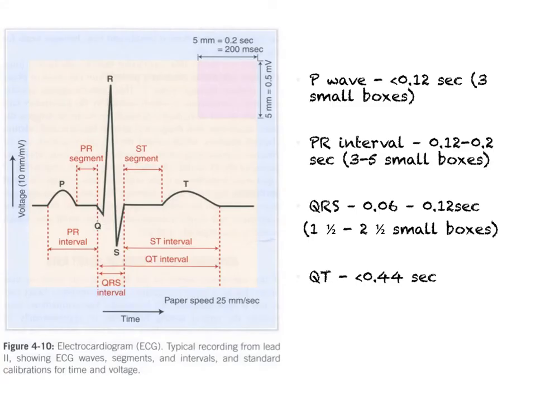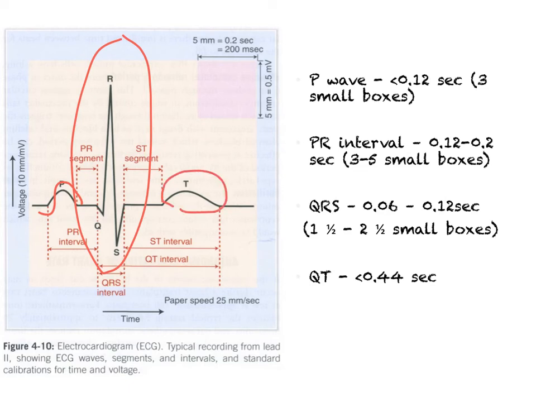So this is what a typical recording from one of the leads would look like, for example lead 2. Let's look at the different components of the electrical signal we see and what that corresponds to in the cardiac cycle. The P wave corresponds to atrial depolarization. The QRS corresponds to ventricular depolarization, and the T wave corresponds to ventricular repolarization.